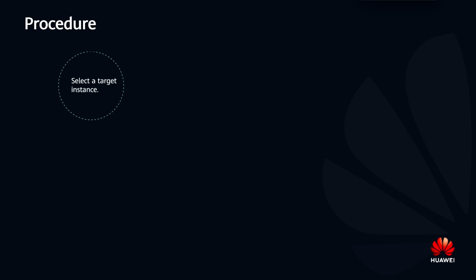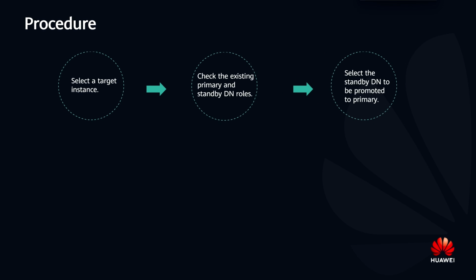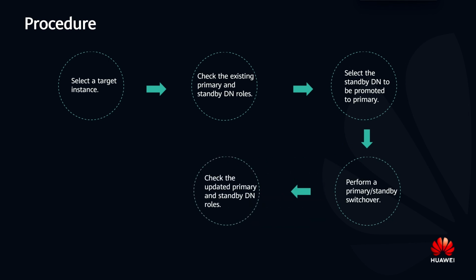Step 1. Select the target instance. Step 2. Check the current primary and standby node roles before initiating the switchover. Step 3. Select the standby data node to be promoted to the primary role. Step 4. Submit a primary or standby switchover request. Step 5. Check the new primary and standby node roles after the switchover.